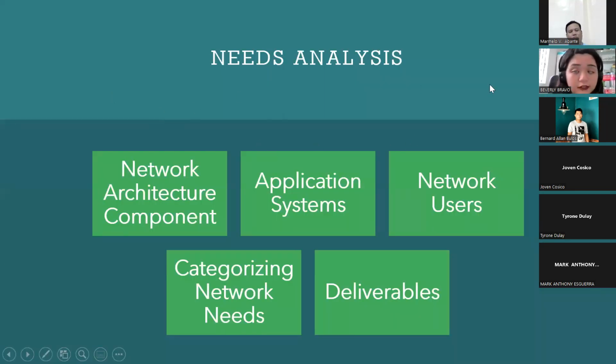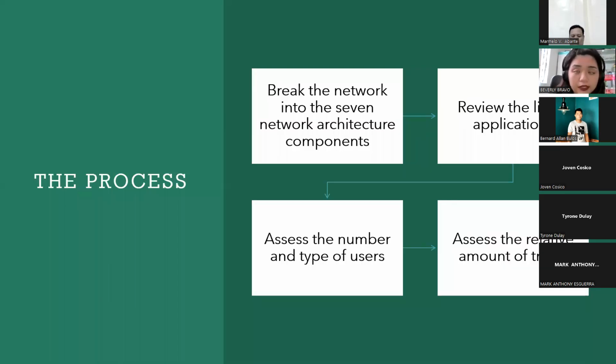So first off, we have the needs analysis. With the needs analysis, it's divided into 4 main categories or forming tasks. First is the network architecture component, which we've already discussed before. The application system, the network users, and categorizing network needs. And of course, we'll also tackle the deliverables for this process. So how does needs analysis work? So this is basically the 4-step process for this stage.